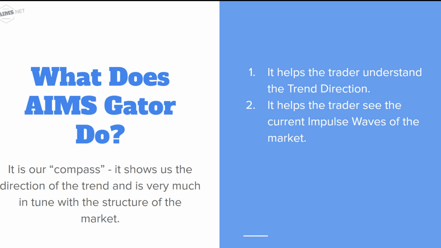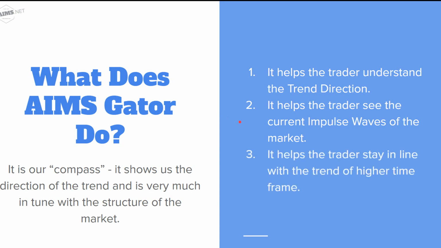If you know how to use the Gator, you would always be in some kind of an impulse wave when the Gator is open. And it helps the traders stay in line with the trend of a higher time frame as well. So the Alligator will keep you in line with the current time frame, but the AIMS Gator will keep you in line with the 5 times higher time frame as well, as long as you trade the setup one. Now let's go through the anatomy of AIMS Gator.